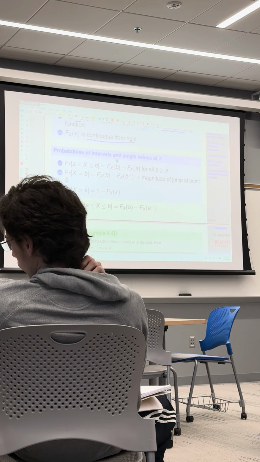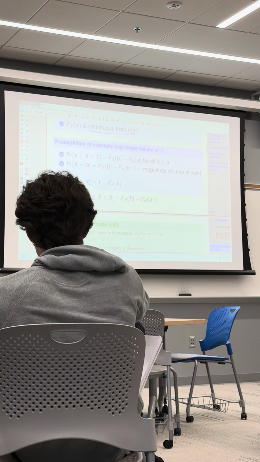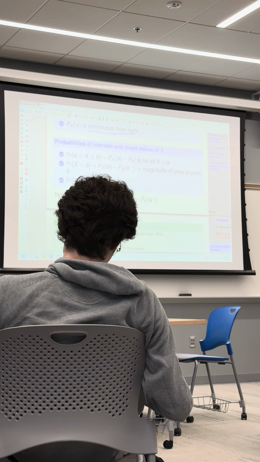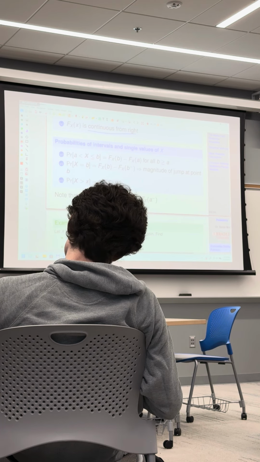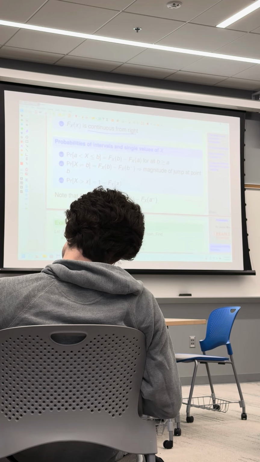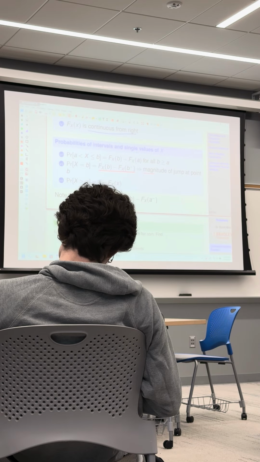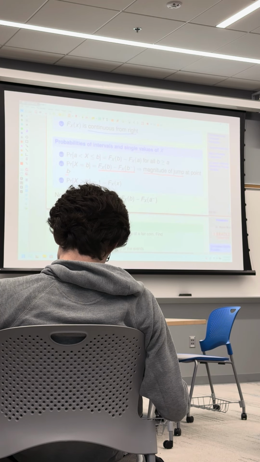Properties of intervals and single values of x. If you have this inequality, a less than x less than or equal to b, then you take the CDF of b minus the CDF of a, for all b greater than or equal to a. If you want to find the probability exactly at x equals b, you just get the jump, the magnitude of the jump. It is basically the magnitude of the jump at point b. So this is exactly the example I went through.